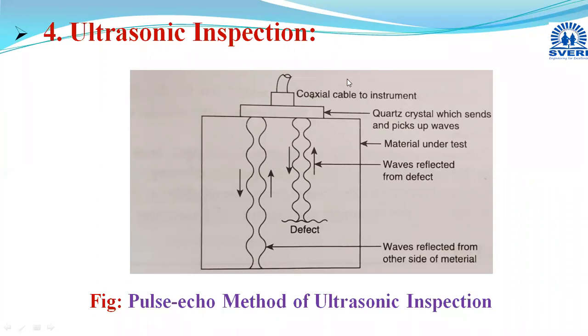Okay, in this way, this is the principle of ultrasonic inspection. Now this is a very rapid way. Ultrasonic inspection has different types, generally two different types. The first is the pulse echo method, and the second is the through transmission method.